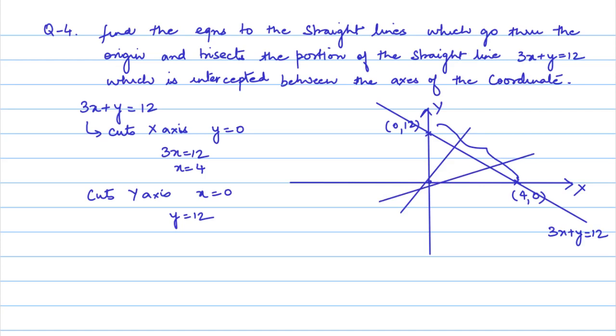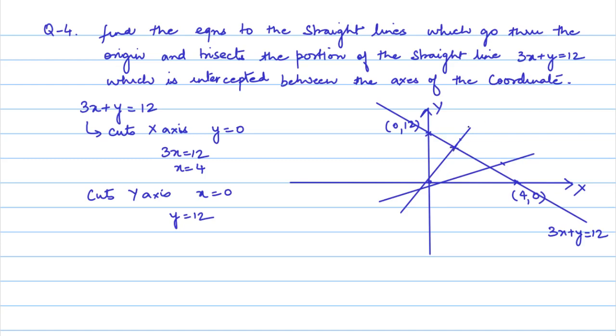Let's get rid of this portion. What do you mean by trisect? Trisect means dividing the line into 3 equal parts. Because it is not telling you from which end we have to trisect, either from x-axis to y-axis or y-axis to x-axis, that is why there are 2 cases which are possible.